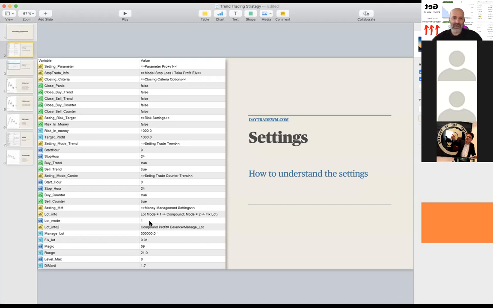All right. Now, how the lot mode 1 works. Let's say you have an account which is $1,000.